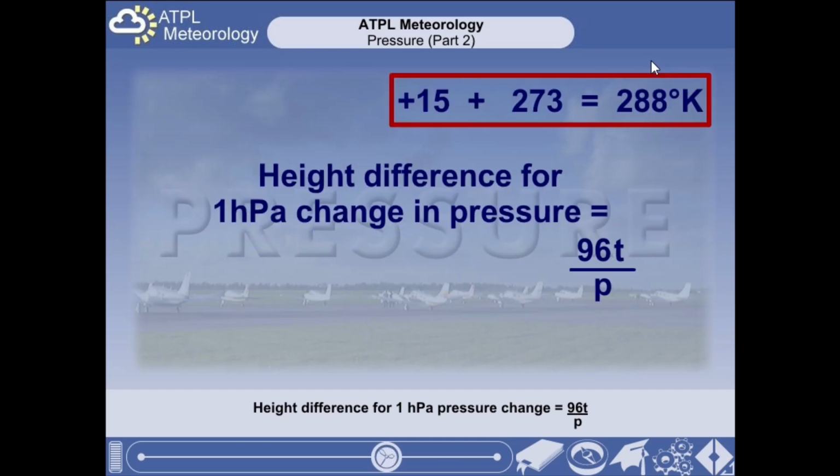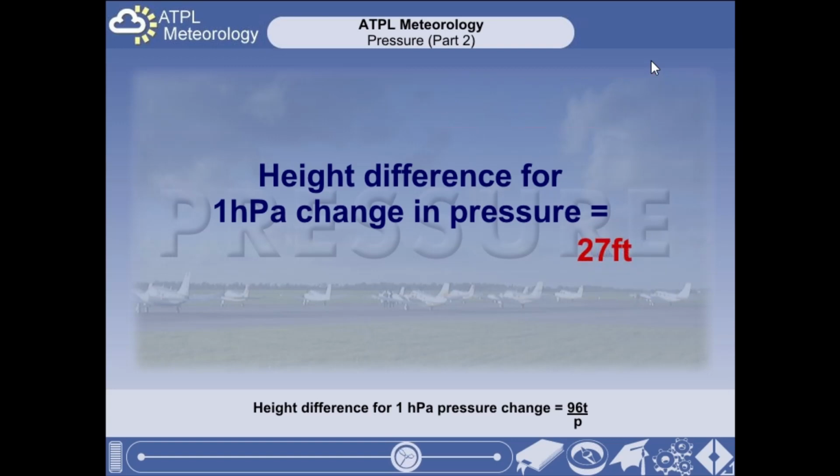For the value of T, remember ISA states that at sea level, the temperature is plus 15 degrees Celsius. To convert to Kelvin, just add 273 to this value. Now we have 96 multiplied by 288 degrees Kelvin. The pressure at mean sea level, according to ISA, is 1013.2 hectopascals. The result now shows that a change in pressure of 1 hectopascal at sea level in ISA represents a height change of 27 feet.